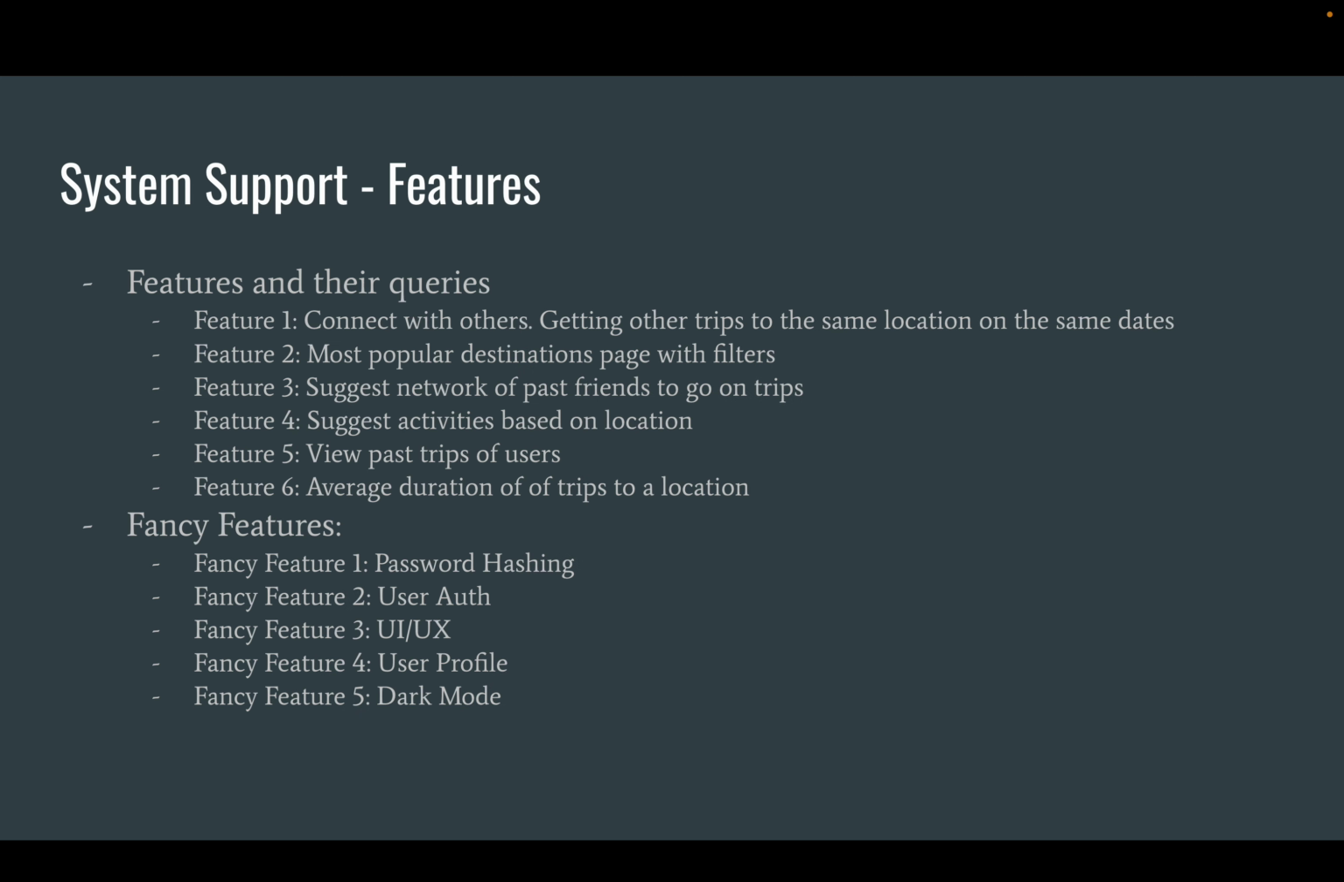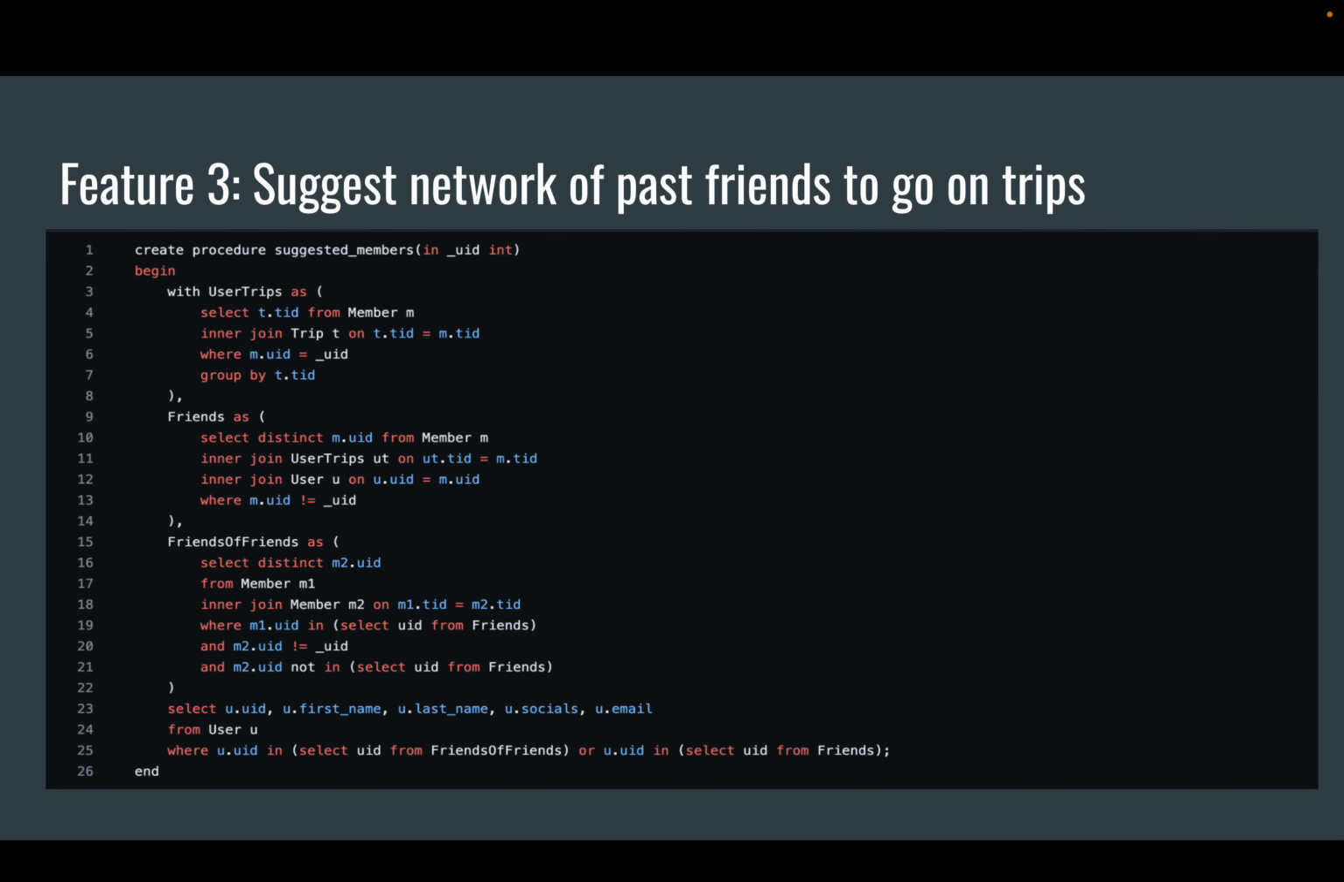So firstly, let's talk about our feature 3, which was to suggest networks of past friends to go on trips, which occurred on the Add Trip page. We first find the people we have gone on trips with in the past, and then we get a second layer of friendship by finding people that they have gone on trips with in the past and suggesting all of those to the user.